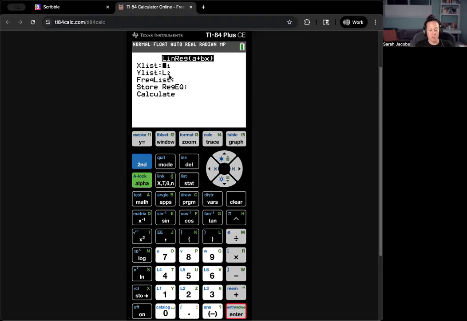You don't have a certain body weight because of your backpack weight. So that's the relationship we're looking at. So I put my body weights in list 1. I put my backpack weights in list 2. Those are my X's and Y's. I don't have a frequency list here.